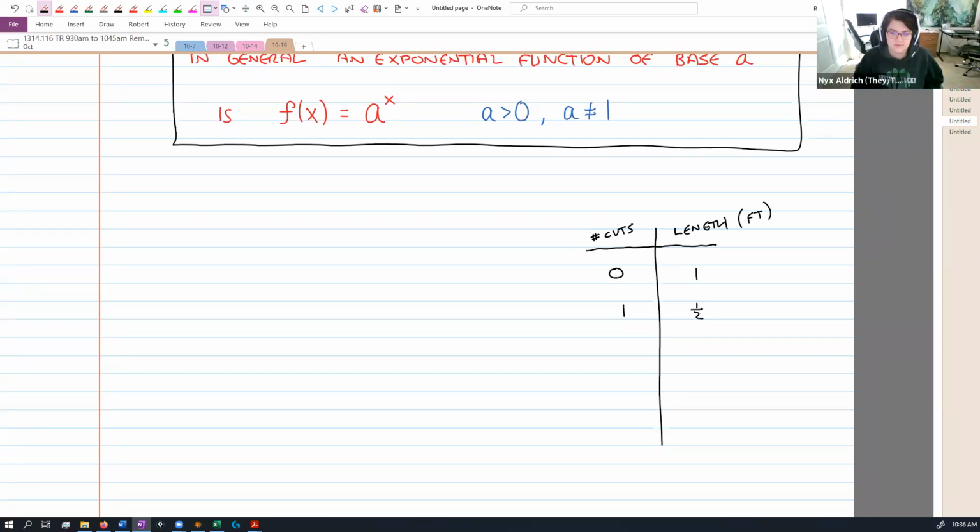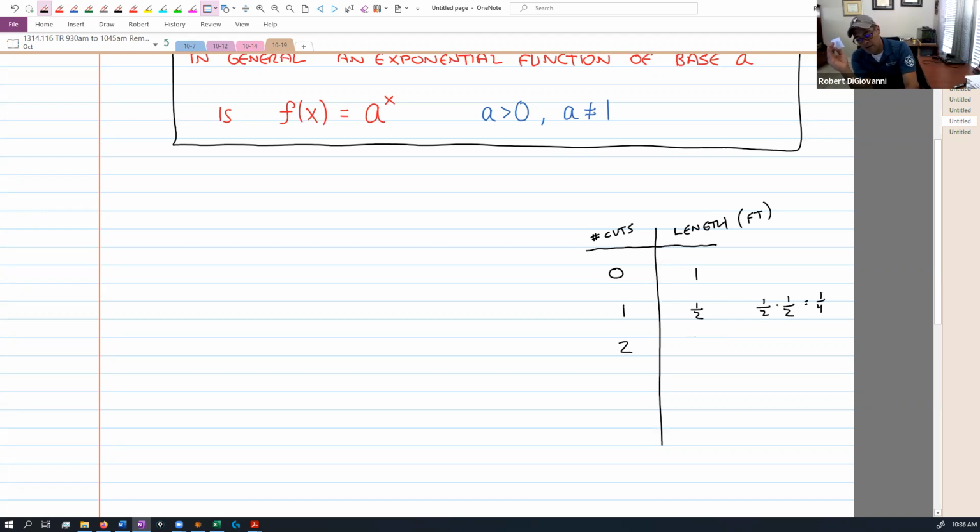I've taken the half and I've cut it in half. What's that? You've got a quarter of a foot, 1/4 of a foot. Because I took a foot, I cut it in half, which left me with a half, and I took half of a half. Half of a half means a half times a half, which gives you 1/4. So if I cut it twice, I'm gonna get 1/4.